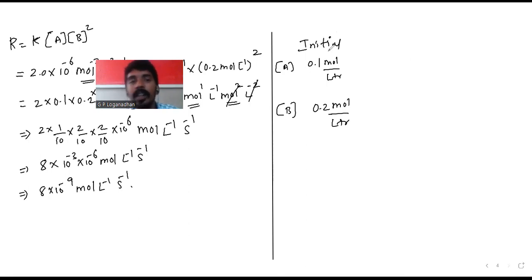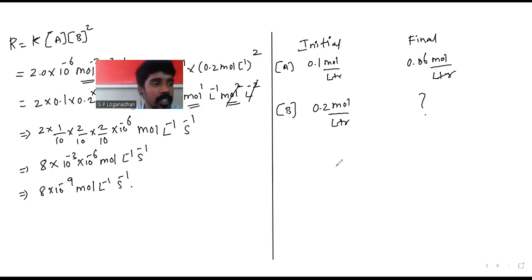Reduced to means that is the final value. If they are giving reduced by, then you will be subtracting. So reduced to is given as the final value, 0.06 mole per liter. And you have to find the concentration of B. What is the reaction?